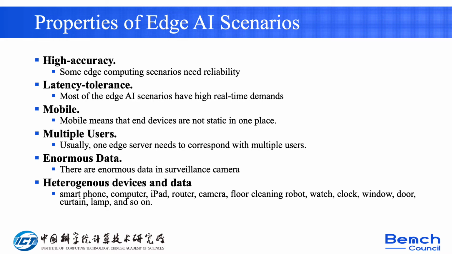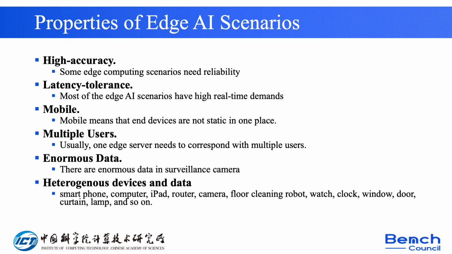The first one is accuracy. Some edge computing scenarios need reliability due to their particularity, such as autonomous vehicles. Various tasks have different requirements for accuracy. We take autonomous vehicles as an example. The accuracy of those tasks even needs to be close to 100%. Nevertheless, for ICU patient monitor, accuracy is not the most important thing to be considered. In our survey, the state-of-the-art algorithms of those scenarios still lack accuracy.